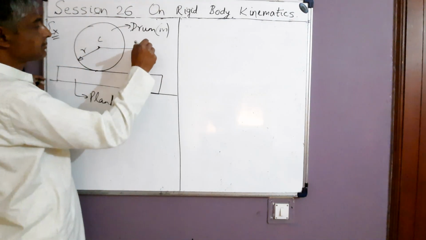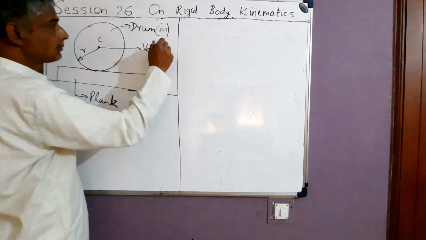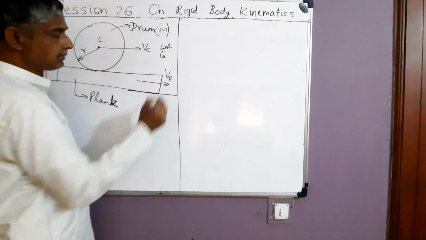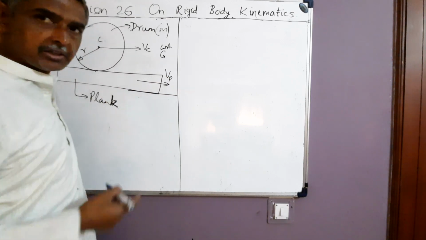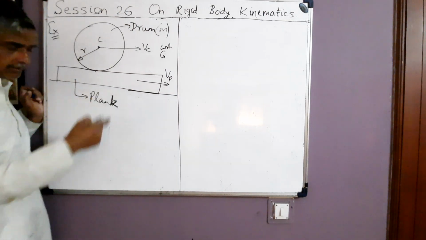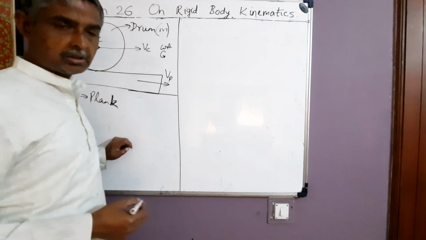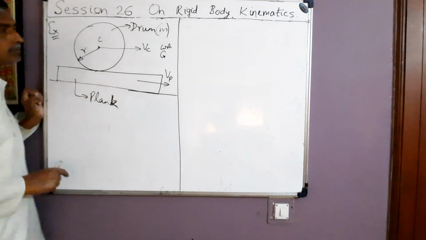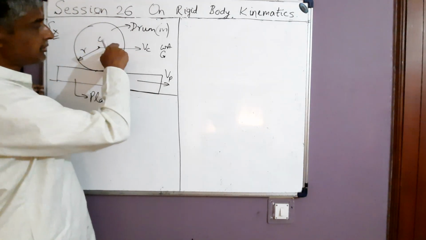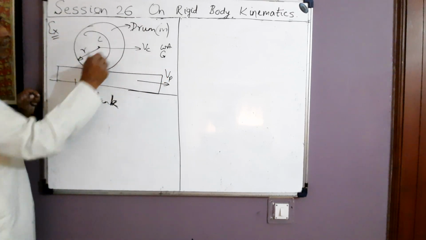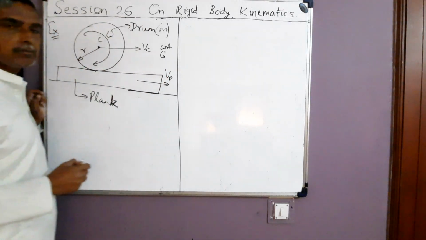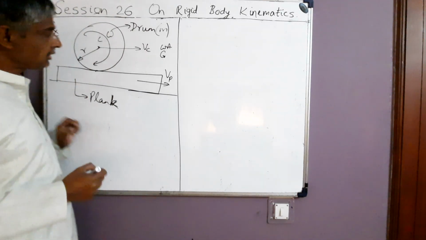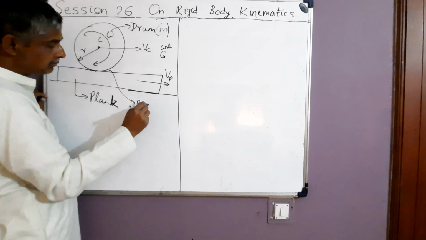Suppose the center moves ahead at a speed Vc with respect to ground. The plank translates with respect to ground at a velocity Vp. I hope you understand what is meant by a translating plank. All the material points of the plank have the same velocity at the given instant with respect to ground. So Vp is the velocity of the plank with respect to ground at the given instant. Vc is the speed of center C of the drum with respect to ground at the given instant. Suppose it rotates clockwise at angular speed omega. And suppose here it undergoes pure rolling.